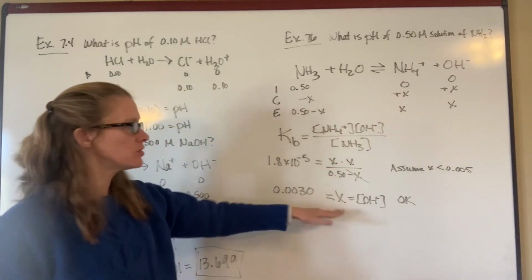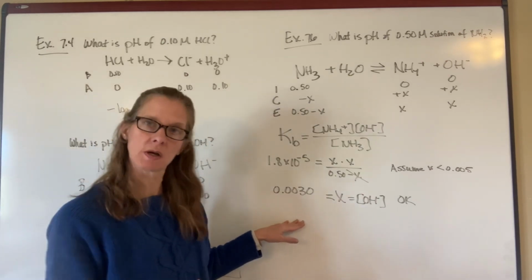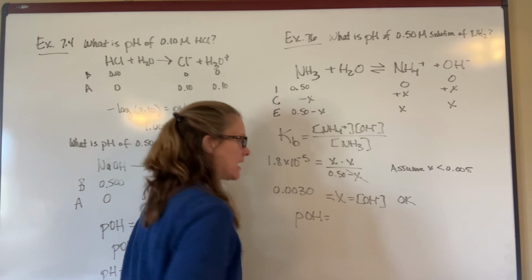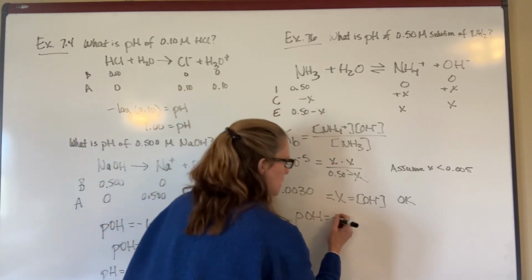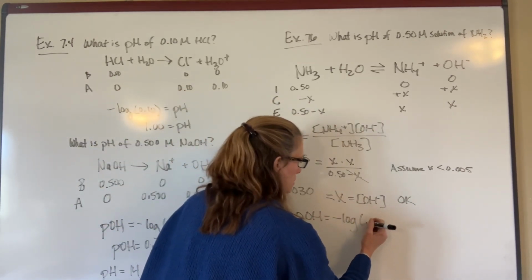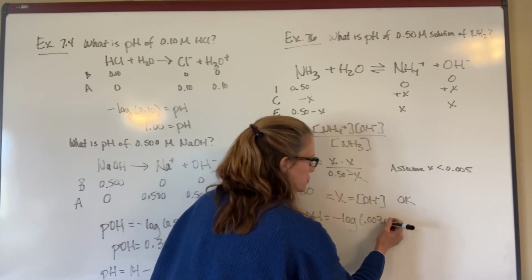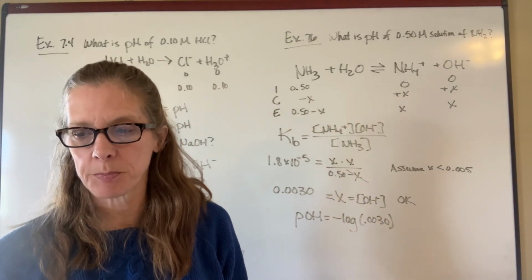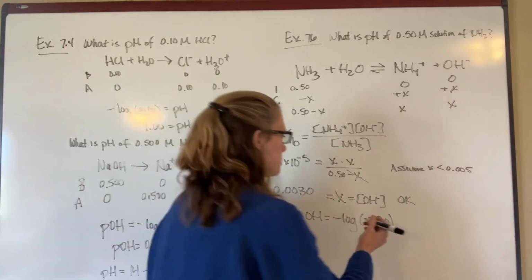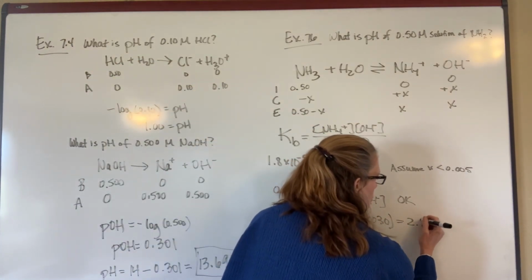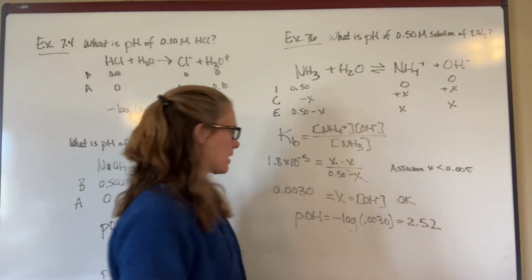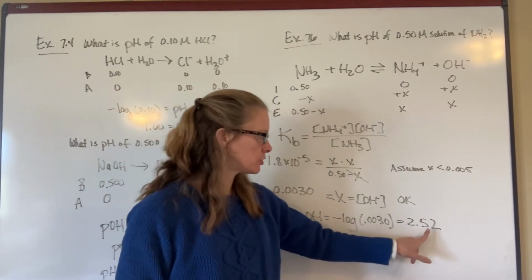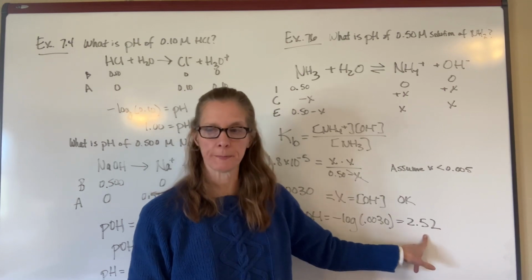Okay, so if I know the hydroxide ion concentration, what can I find? I can find the pOH, because the pOH is the negative log of the hydroxide ion concentration, so it's the negative log of that. So the pOH ends up being 2.52. I have two significant figures here, so I've got two significant figures after the decimal point.